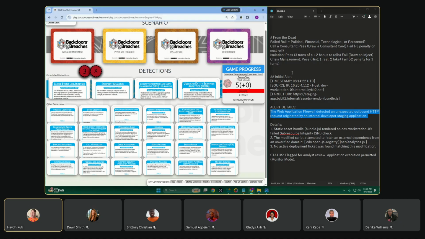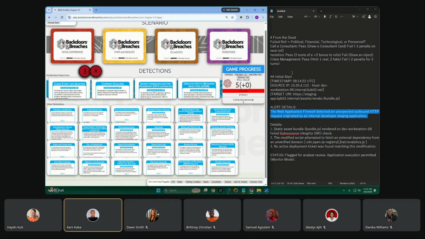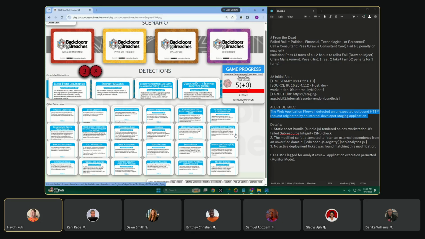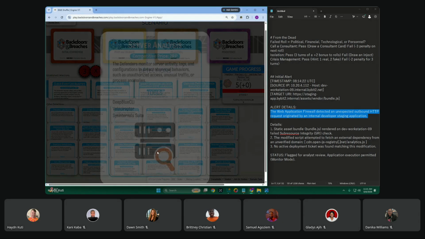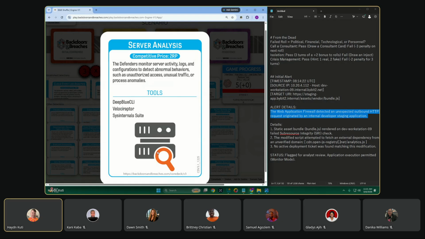There are definitely several detection methods, to answer your question real quick. I chose server analysis. I'm looking for it real quick. There it is. Defenders monitor server activity, logs, and configurations to detect abnormal behavior, such as unauthorized access, unusual traffic, or process anomalies.